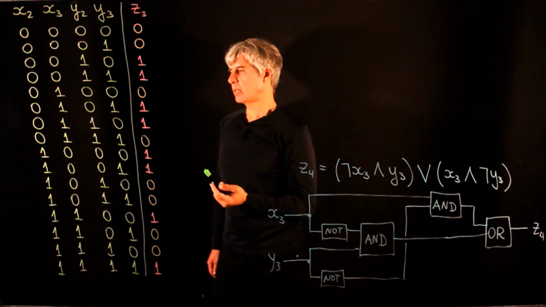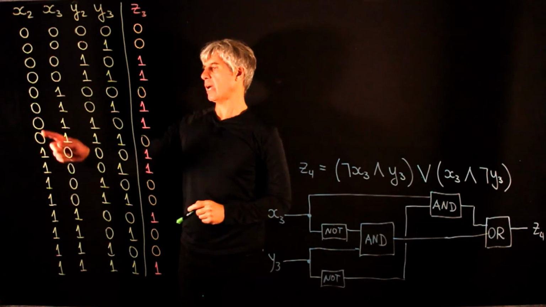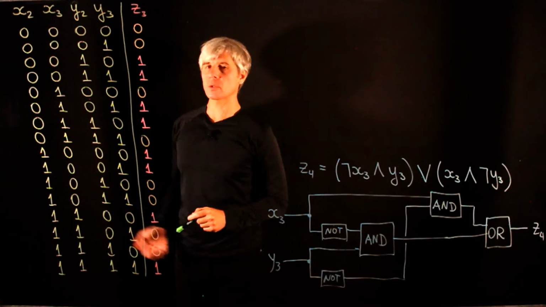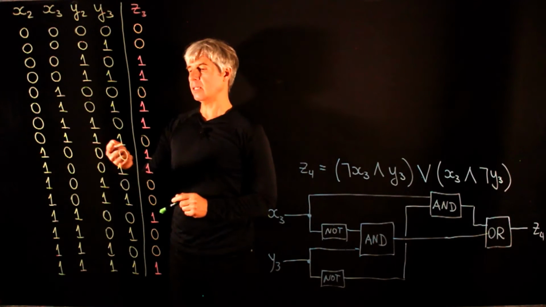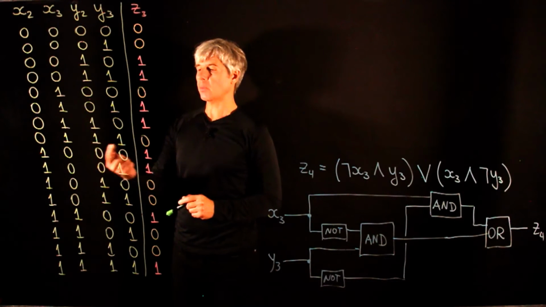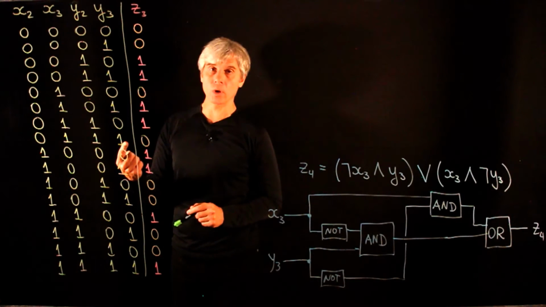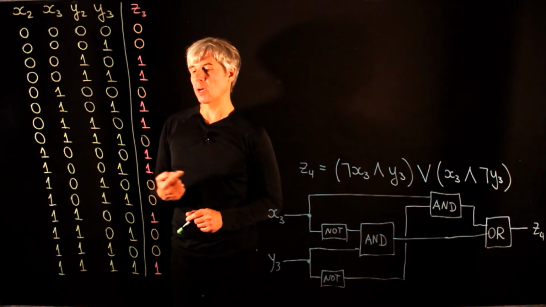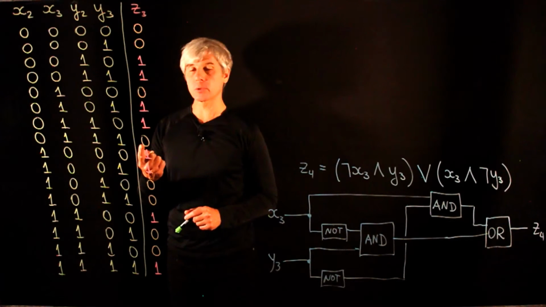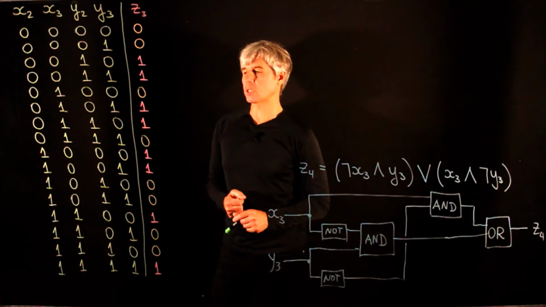So for example, if we look here, right, so x2 and x3 are 0, 1, so this represents 1. And here y2 and y3 are 1, 1, so this represents a 3. So 1 plus 3, that's 4. But 4 is 1, 0, 0. And the second last bit is equal to 0. So this means that the value of Z3 is equal to 0 here.